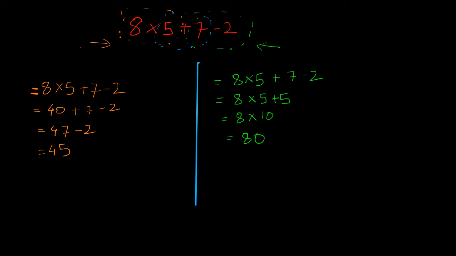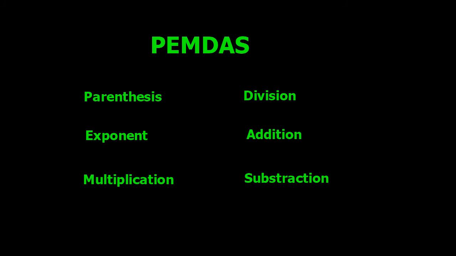So as we can see, these two answers are not equal. Therefore there must be a way where we can ensure that we're getting the right answer. And the rule to follow for this is known as PEMDAS. Now what is PEMDAS? It's an acronym that says parentheses, exponent, multiplication, division, addition, and subtraction.